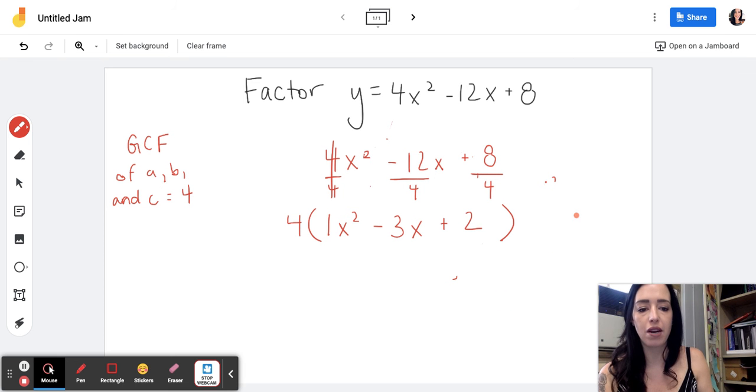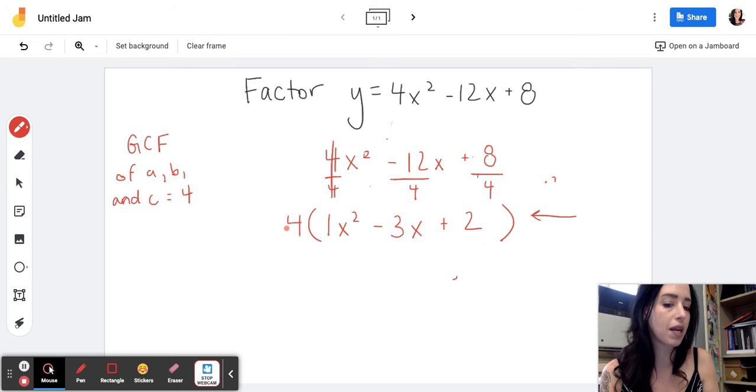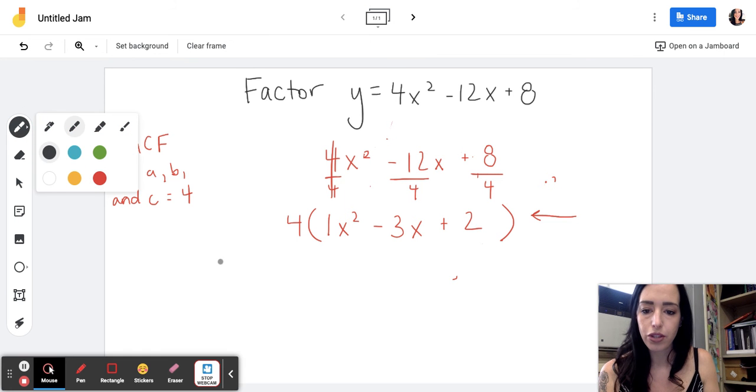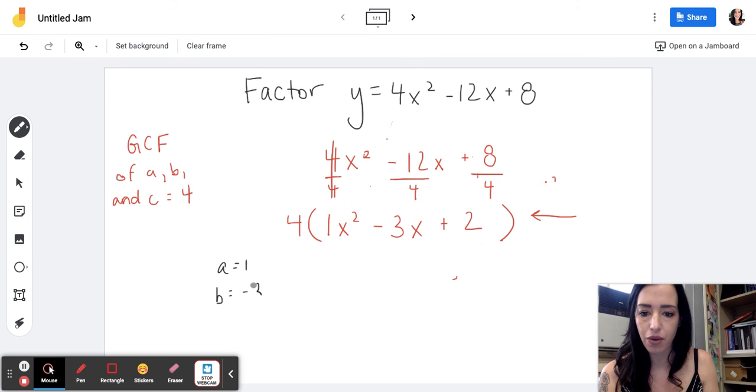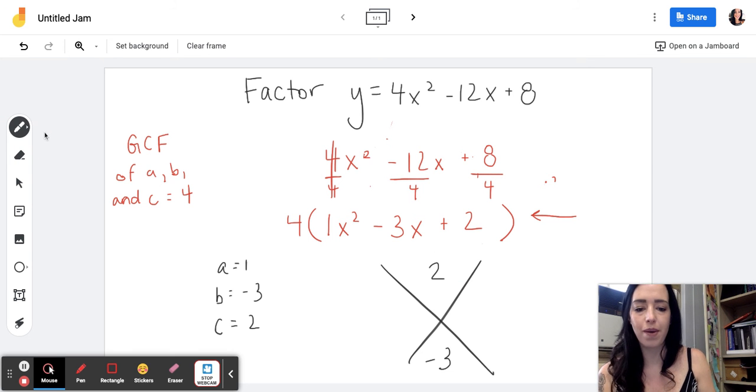All right, and when you see here, now I can use the X method with this. I'm not going to forget about the 4, but we're just going to hold off on using it for a couple minutes. So now a equals 1, b equals negative 3, and c equals 2. Okay, so we're going to do my X method. A times c is going to be 2, and then I'm going to put negative 3 down here. I did this on purpose. It's a little bit more difficult.